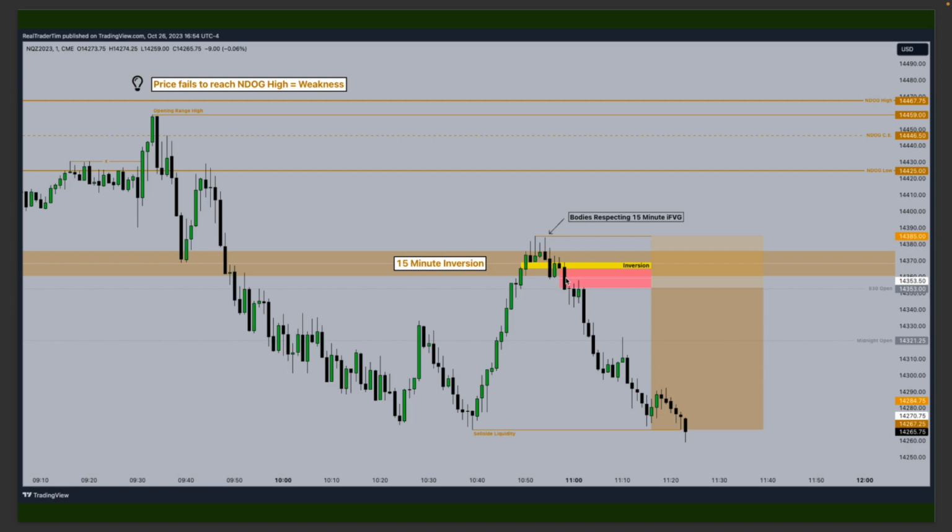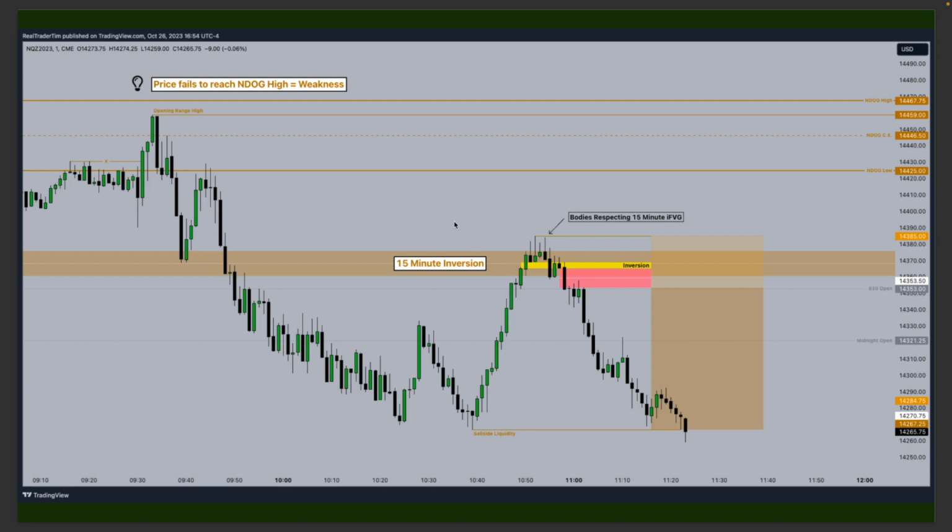This red box is the SIBI. The white faint line is the CE of it. The high of this green candle does not reach the CE. As I always say, what's that indicating? Weakness. We have places to get to, okay? So I hope that first example makes sense.